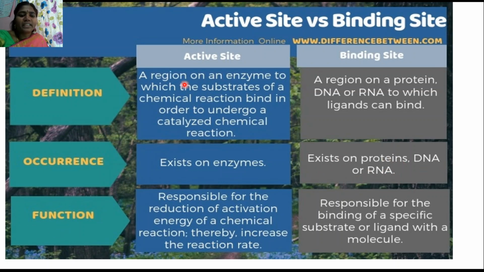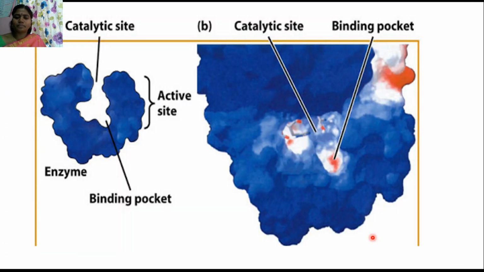The function of the active site, as we know, is to reduce the activation energy of the chemical reaction, thereby increasing the reaction rate. The binding site is responsible for binding a specific substrate or ligand with the molecule. Again, this is a picture which shows the binding site and the active site, catalytic site and the binding pocket, where the binding of the ligand or DNA, RNA takes place. Okay, so I'll play a video for you.